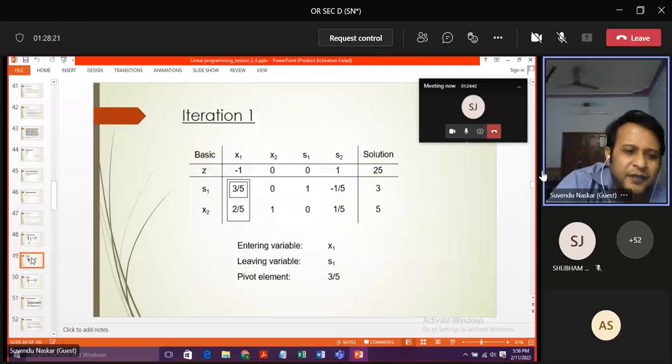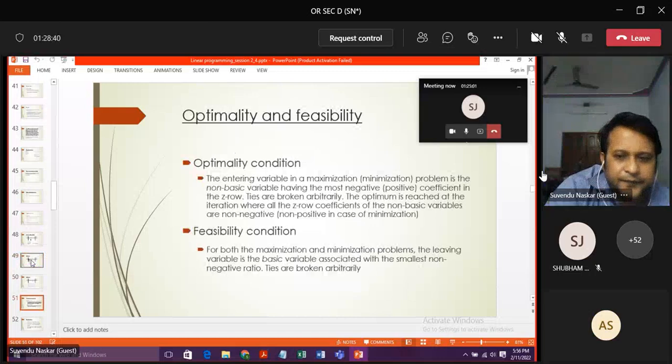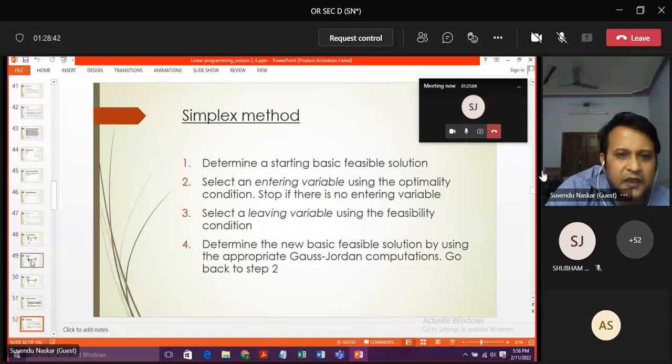So anyway, the bottom line is that whenever there are ties, where both the variables are contributing equally, you can break the tie arbitrarily. So you can choose any path. Eventually, if there is any optimal solution, you will achieve that optimal solution.